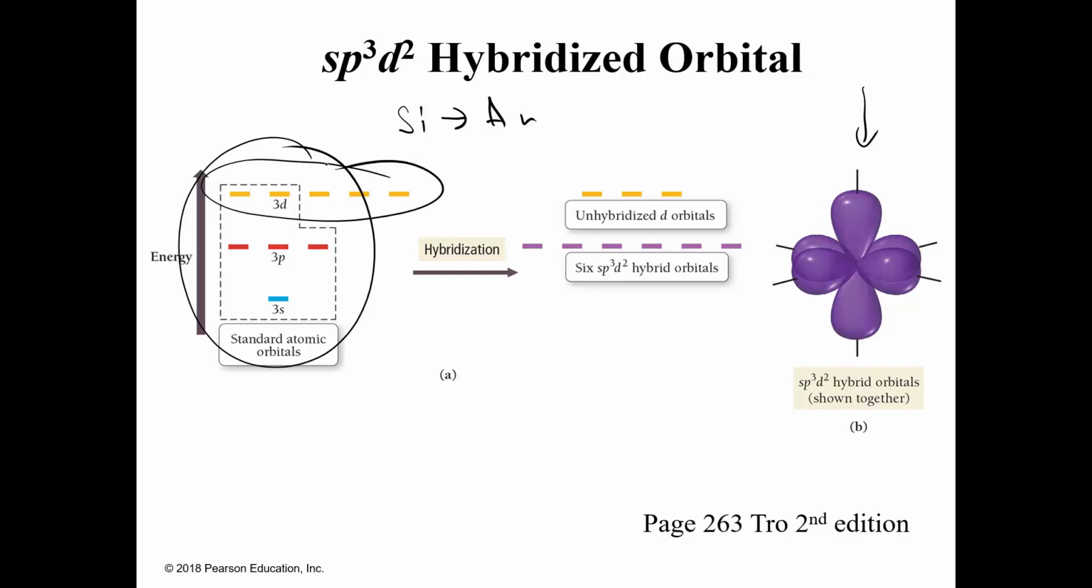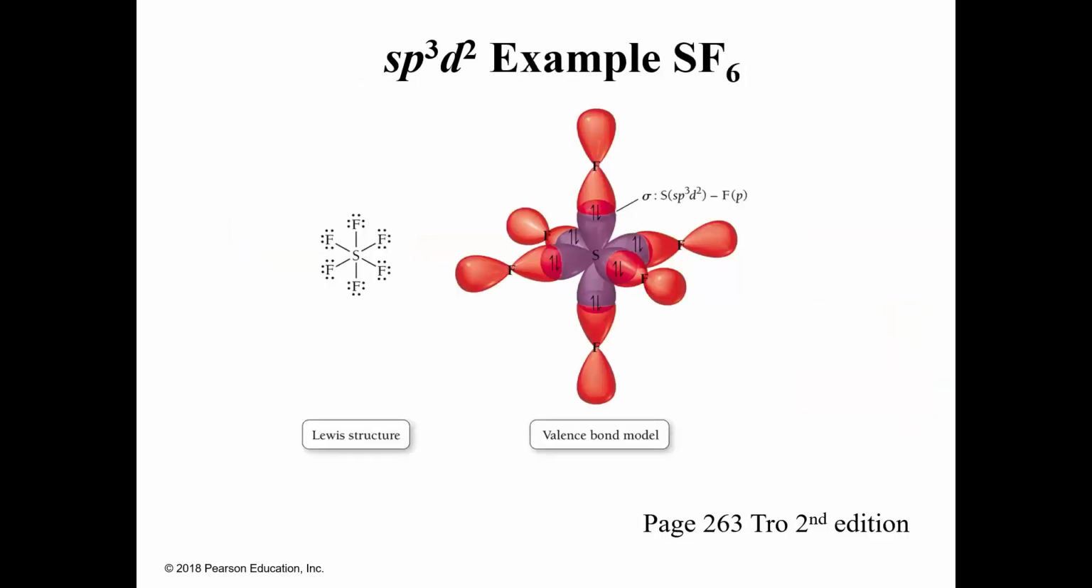Here's a real example, or a specific example, SF4. If you draw the Lewis structure for SF4, you should come up with this. You should know it's an octahedral, and you have, of course, 6 bonds here. So you have 6 sigma bonds: 1, 2, 3, 4, 5, 6 sigma bonds, right? And the hybridization is sp3d2 as shown here.